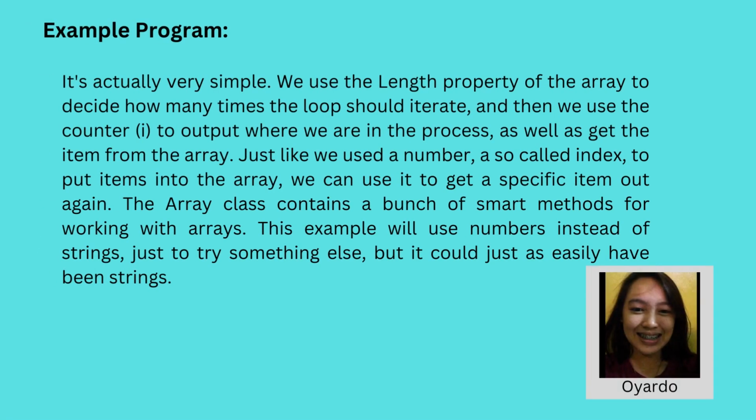We use the length property of the array to decide how many times the loop should iterate. And then we use the counter variable i to output where we are in the process, as well as get the item from the array. Just like we use a number, the so-called index, to put items into the array, we can use it to get a specific item out again. The array class contains a bunch of smart methods for working with arrays. This example will use numbers instead of strings, just to try something else, but could just as easily have been strings.